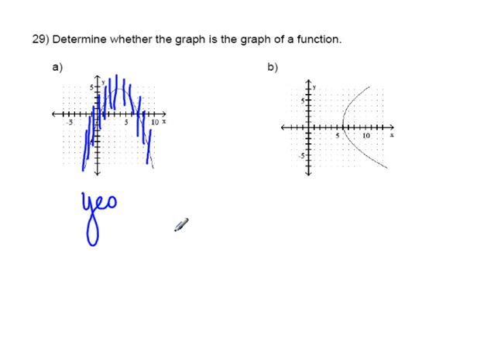Remember, if you can draw even one vertical line that crosses in more than one place, it is not a function. And you can see that there are several vertical lines I could draw in B where it crosses in more than one place, so the vertical line test shows that this is not a function. And that finishes the material on the exam review from Test 2.